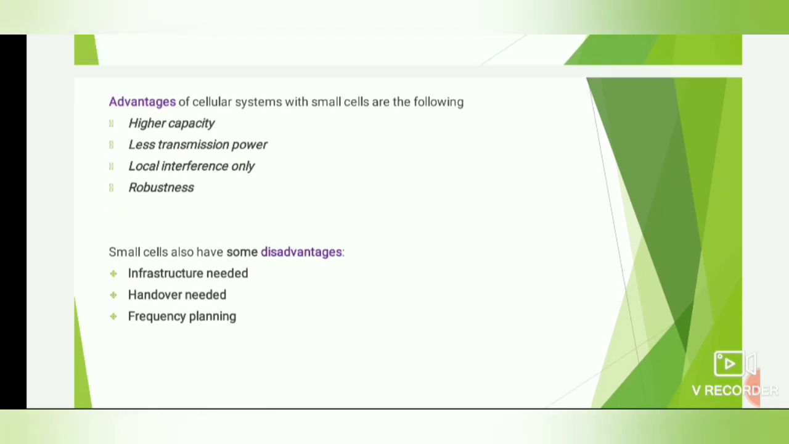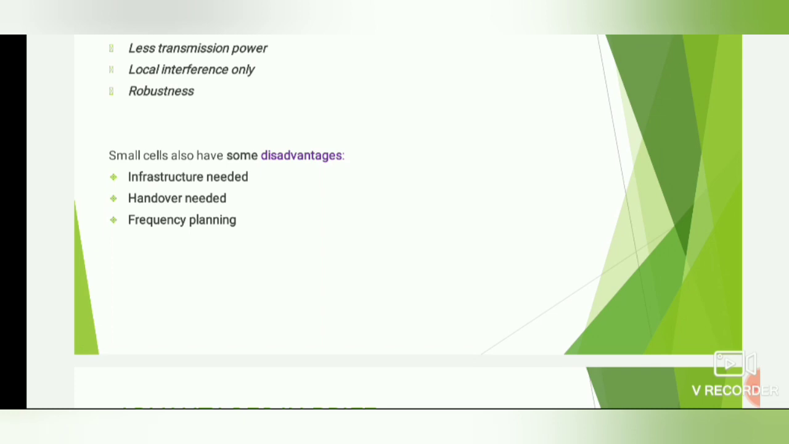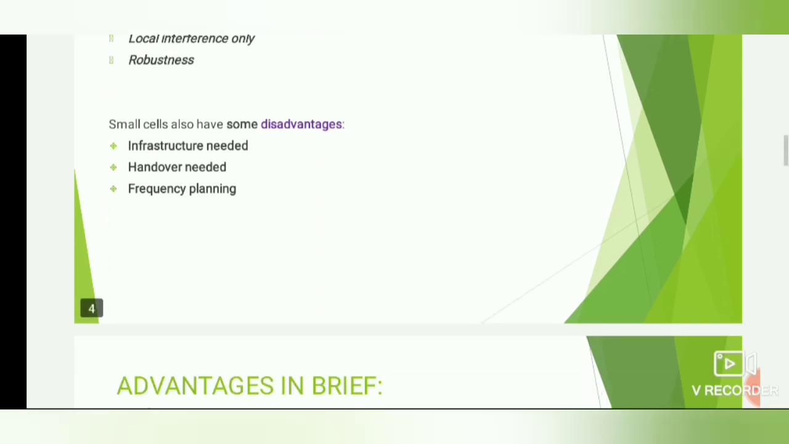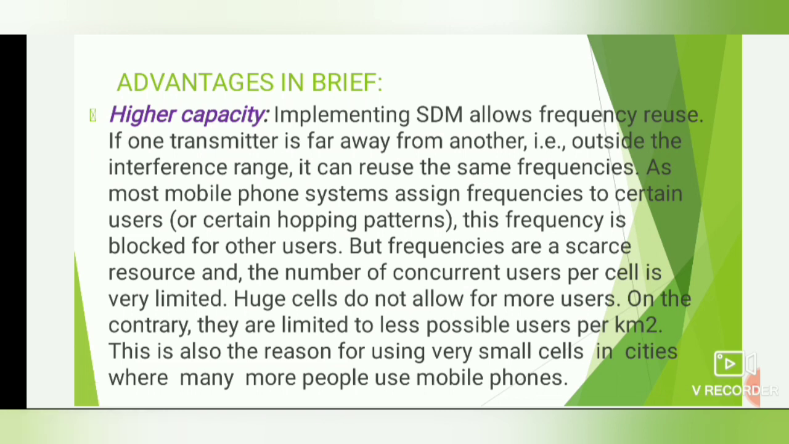So, we have some advantages and disadvantages. The advantages of cellular systems with small cells are higher capacity, less transmission power, local interference only, and robustness. The small cells also have some disadvantages, that is infrastructure, handover and frequency planning. So, let us see the advantages in brief. First advantage is higher capacity.